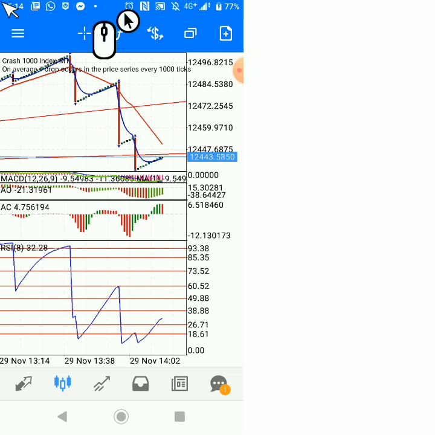So today we're going to be dealing with catching spikes and trading the candlesticks.